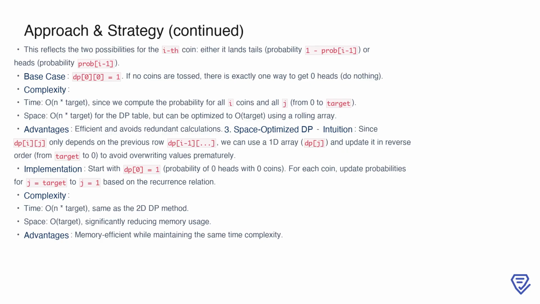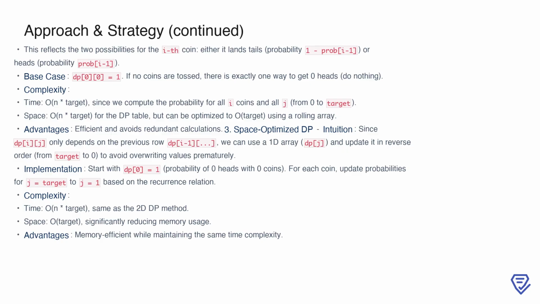It can either land tails, contributing a factor of 1 minus its probability, or it can land heads, contributing its actual probability. These two outcomes allow us to calculate the probability for each state in the table. The base case is straightforward. When no coins are tossed, the probability of getting 0 heads is exactly 1.